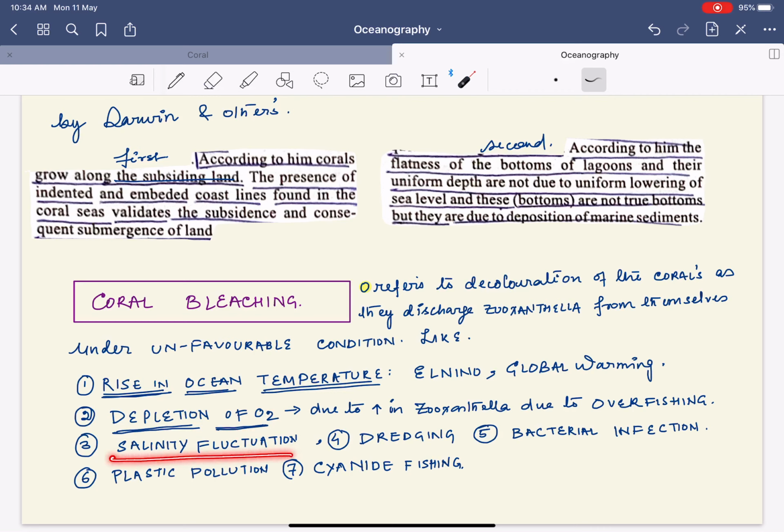Next is salinity fluctuation. What is salinity fluctuation? See, if the water temperature rises, temperature and salinity are directly proportional, as we had studied in the physical properties of ocean water. Now in this context, the rising temperature leads to the rise in salinity. Hence, the corals will not be able to survive. Similarly, if there is an excessive flux of fresh water, again the corals will not survive.